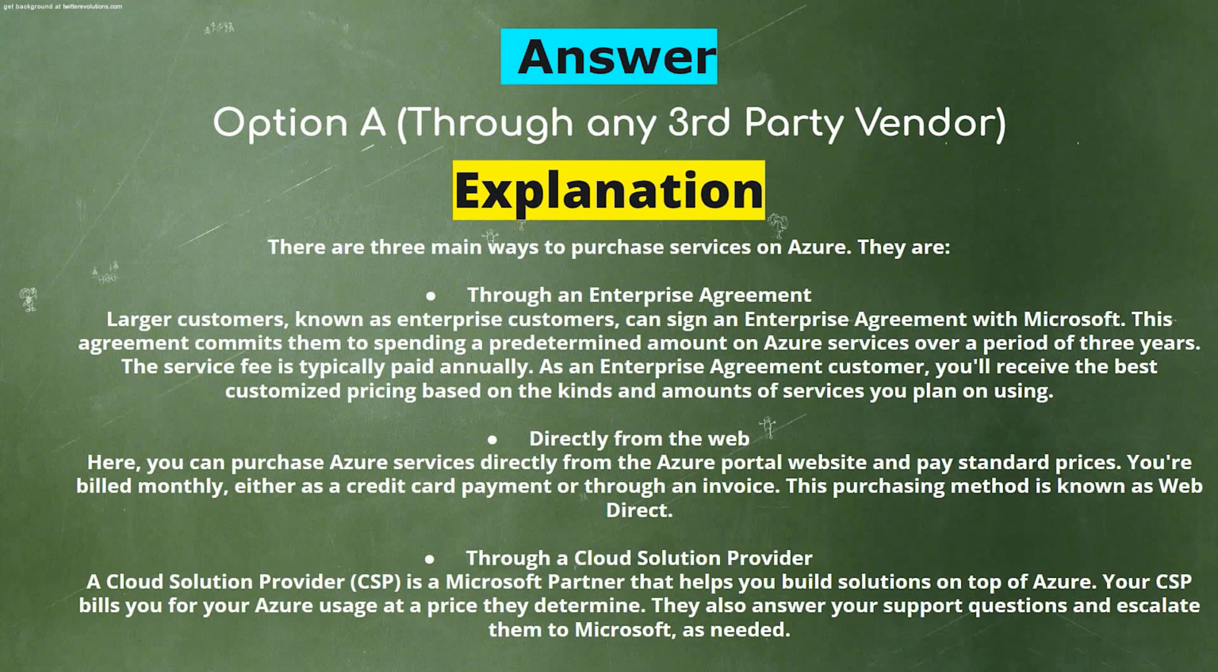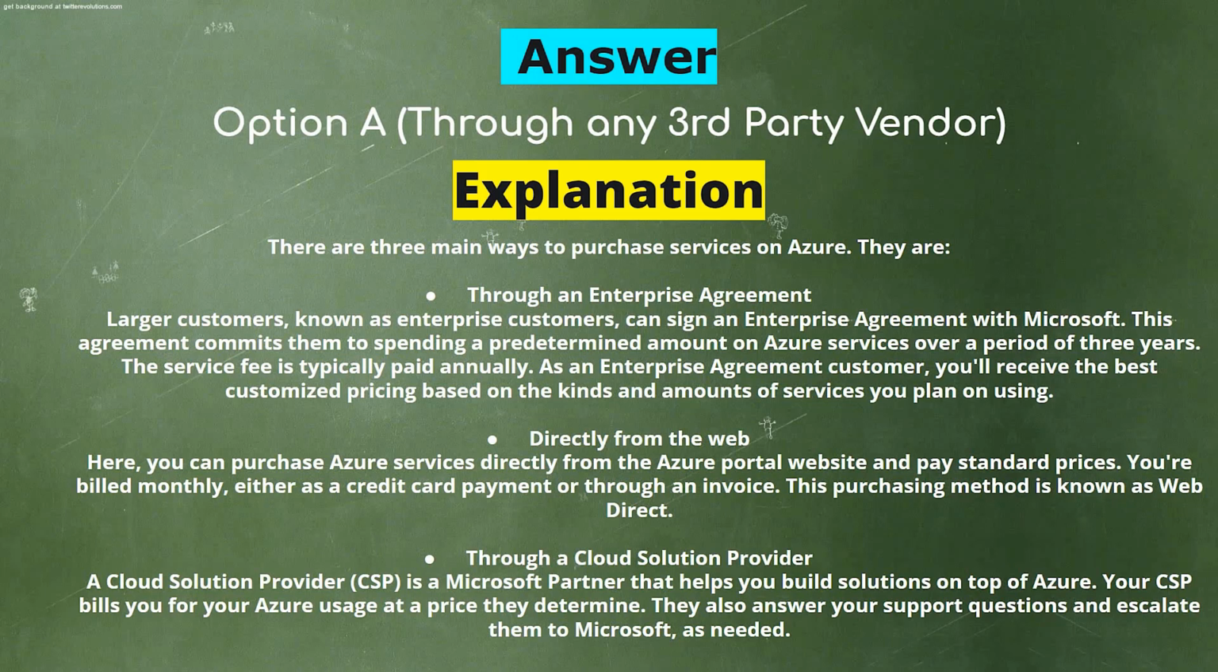There are 3 main ways to purchase services on Azure. They are: Number 1, through an enterprise agreement. Larger customers, known as enterprise customers, can sign an enterprise agreement with Microsoft. This agreement commits them to spending a predetermined amount on Azure services over a period of 3 years. The service fee is typically paid annually. As an enterprise agreement customer, you will receive the best customized pricing based on the kinds and amounts of services you plan on using.